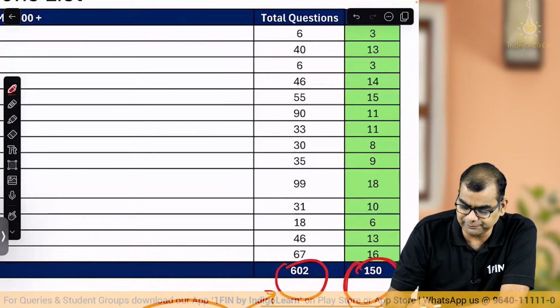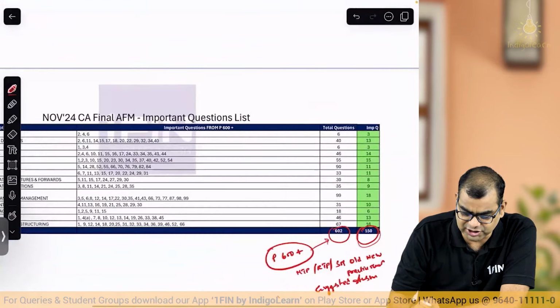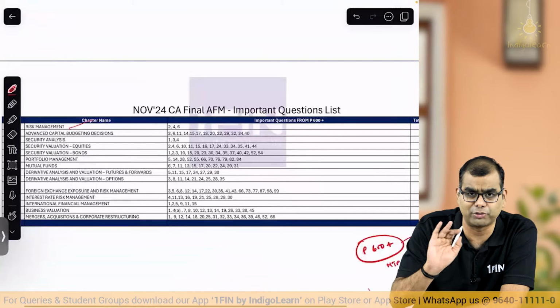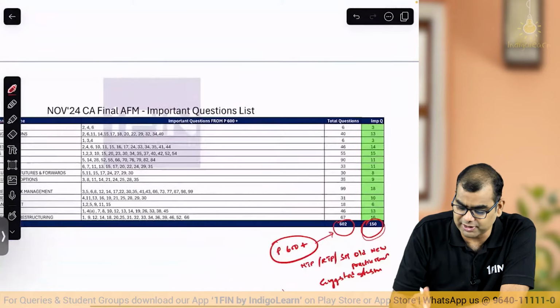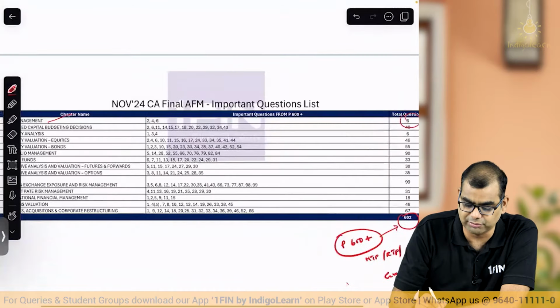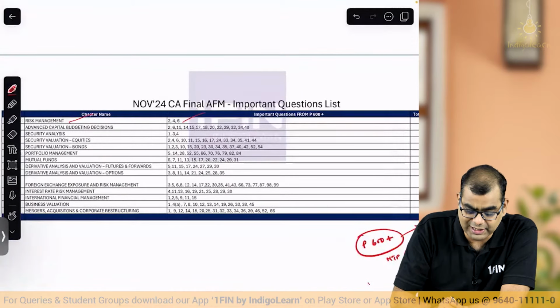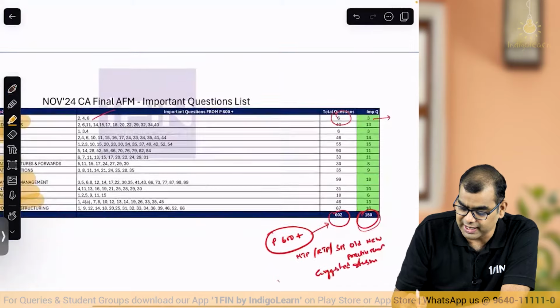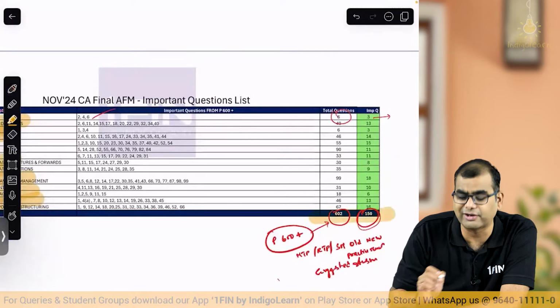Now, if you see, the first chapter is risk management. I am looking purely at practical questions. For risk management, totally there are 6 questions in the compiler. I have given 3: question number 2, 4 and 6. Like that, going topic by topic, advanced capital budgeting, security analysis, security evaluation, every single chapter I have listed down questions. And this question count comes to 150.